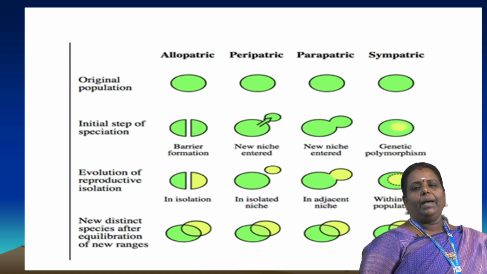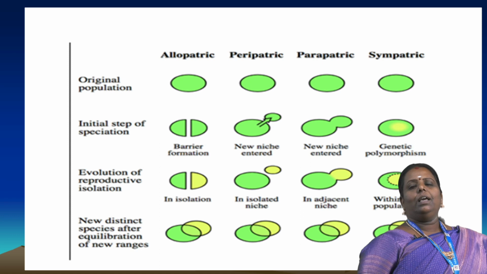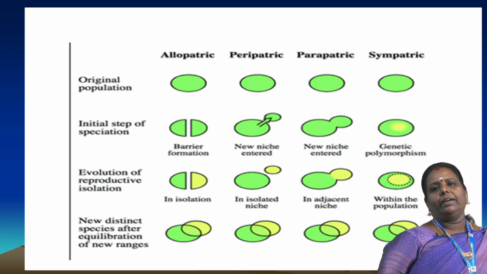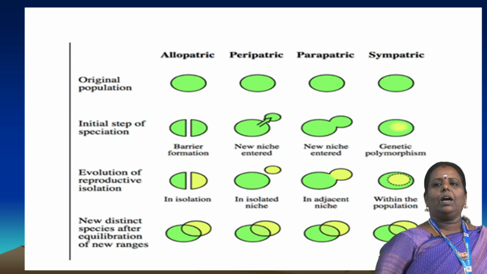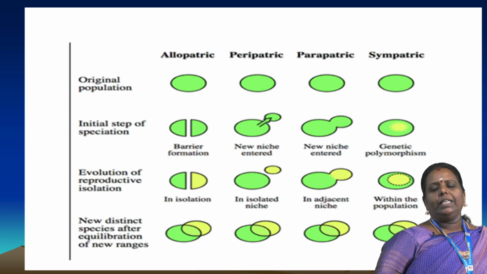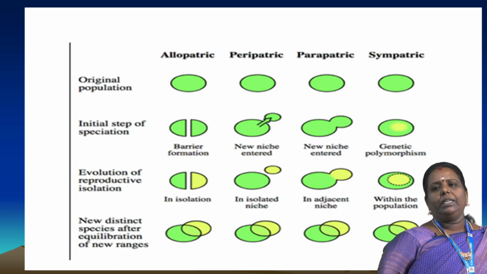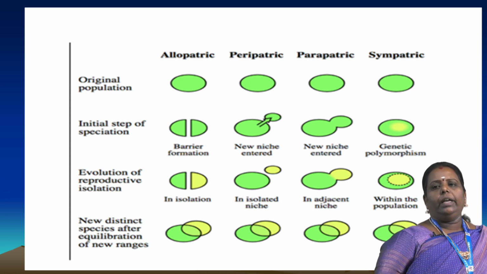Another one is sympatric, which is very amazing. A normal original population occurs. The initial step of speciation is the formation of a genetic polymorphism. This means another species comes and collaborates with this species.